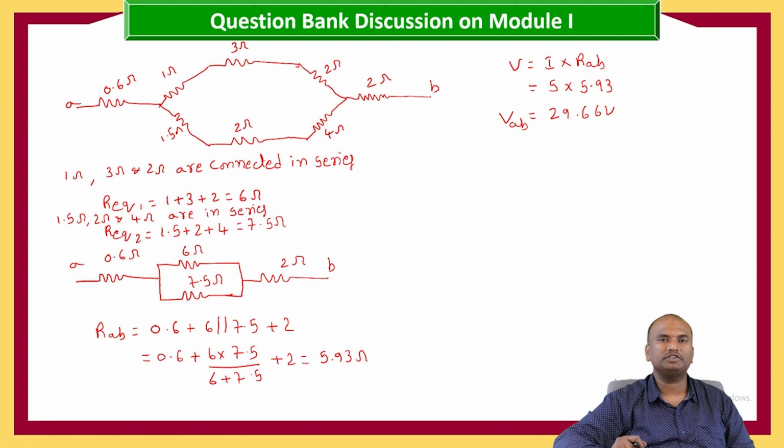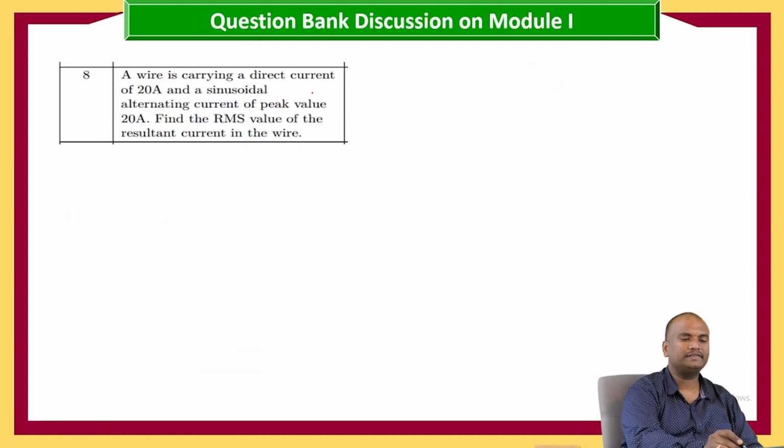Here a wire is carrying a direct current of 20 amperes and a sinusoidal alternating current of peak value 20 amperes. Find the RMS value of the resultant current in the wire.